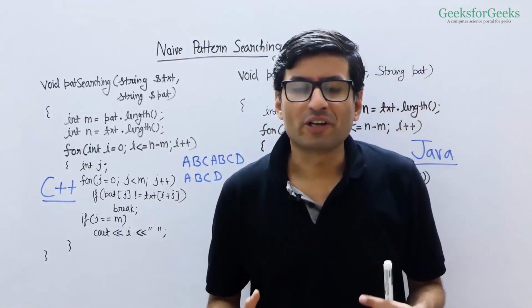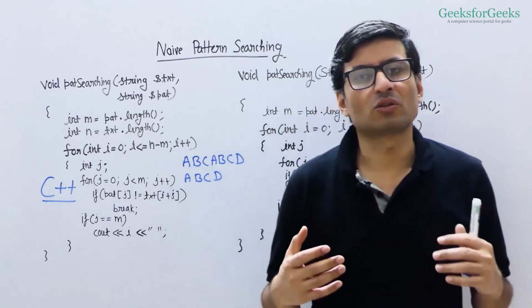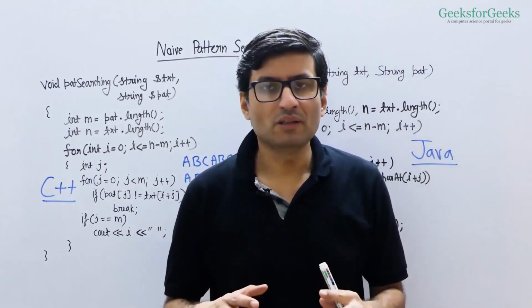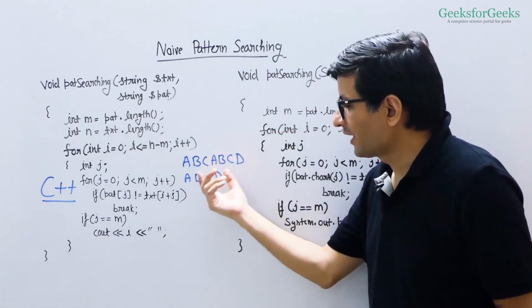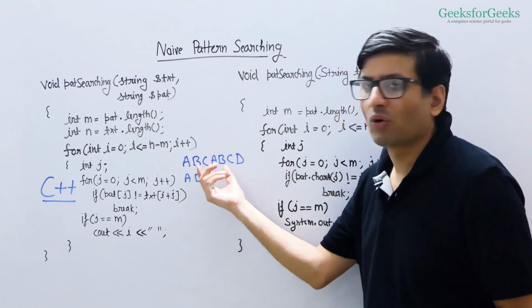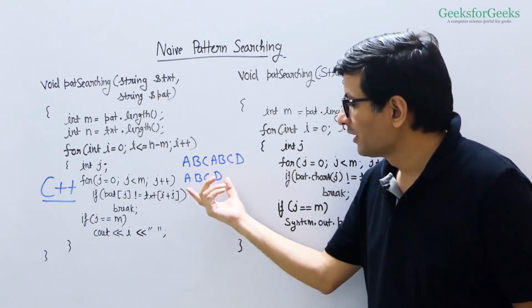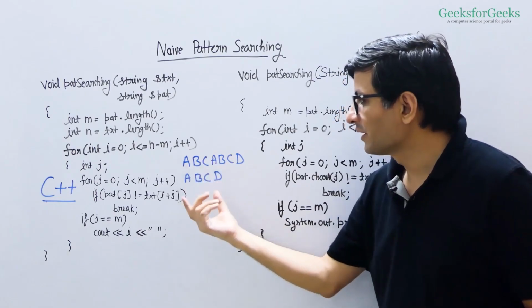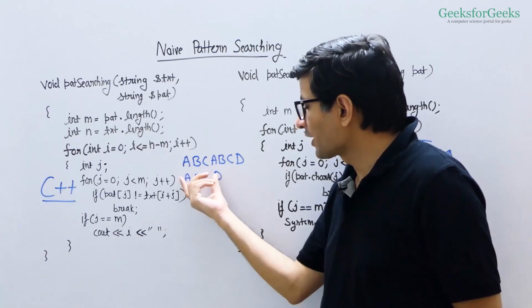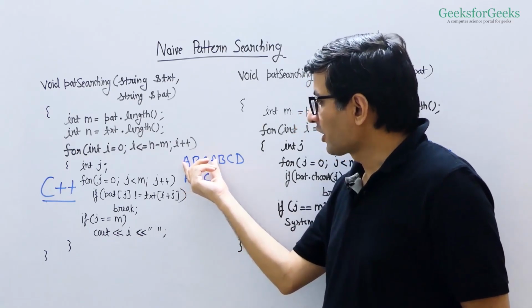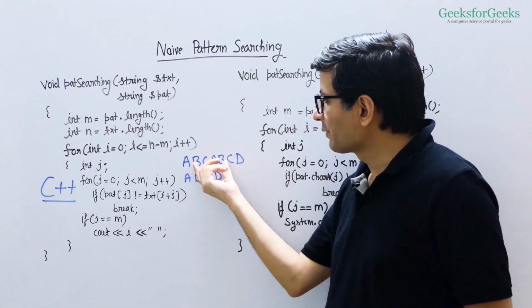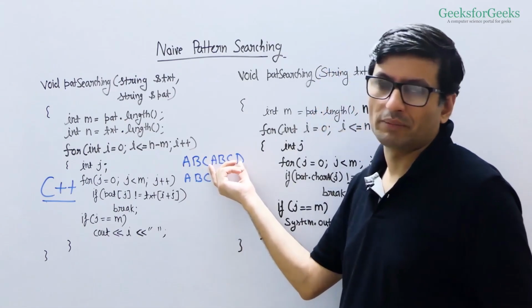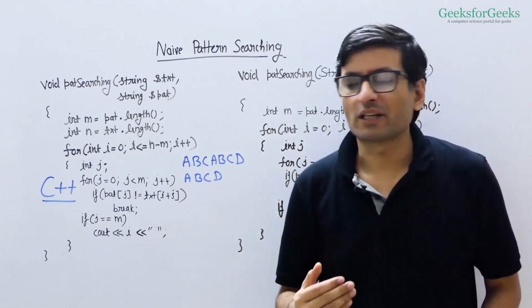Let us now talk about the naive pattern searching algorithm to solve the problem. The idea is really simple. We have a text and we have a pattern. We need to find all indexes where this pattern is present. So what we do is we slide this pattern over the text one by one. We first compare these 4 characters with the pattern, then we slide it and compare the next 4 characters with the pattern, and so on. Now how does the sliding happen?